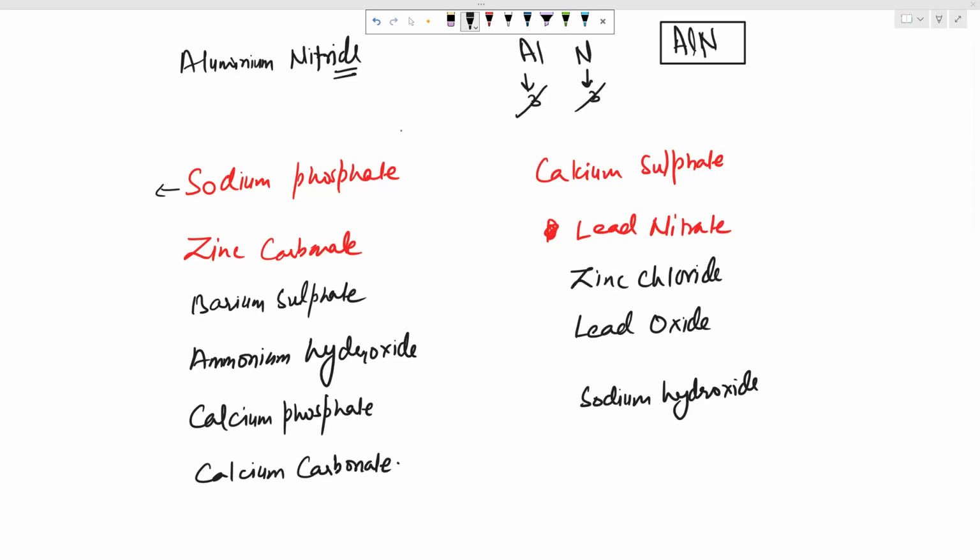Na3PO4. This is PO4. Na3PO4. Phosphate is PO4 minus 3, and Na is plus 1. So you will get Na. And PO4 is 3. You multiply these two, you will get the answer. Got it? Oh, there is already 4.